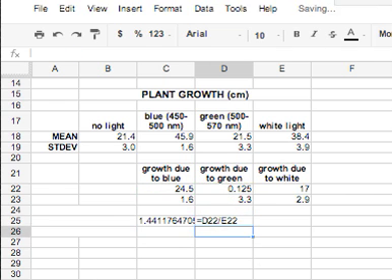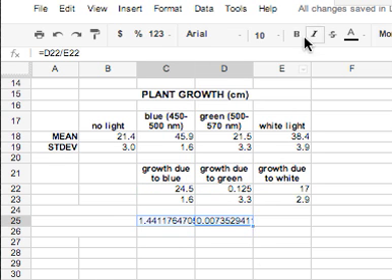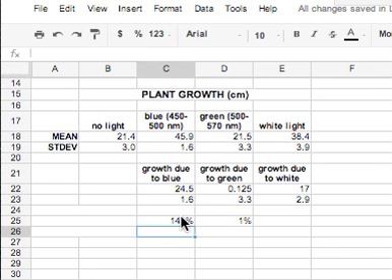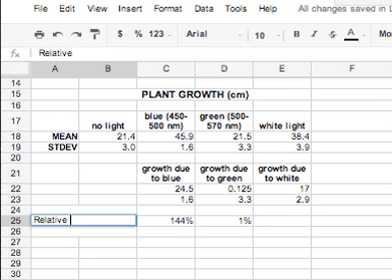Divide one by the other, and we have these really ugly looking numbers, so we can just reformat that, go up to format, number, let's just make that a percentage. And you'll find that, well, blue light generated 44% more growth than white light did. And green light generated only 1% as much as white did. So we can just mark this as relative growth. And then we're all set.